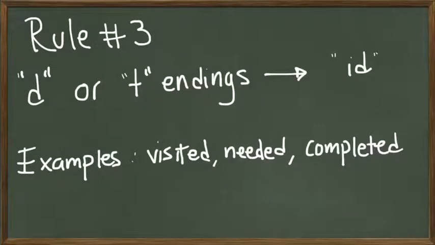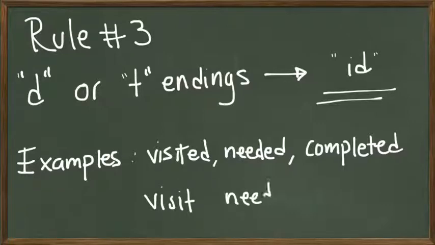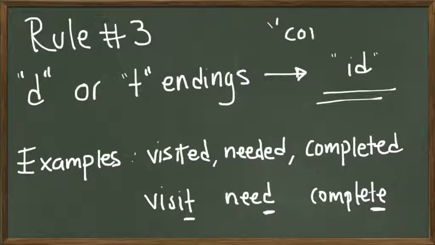Now, rule number 3. All the verbs that end in a d or t sound will be pronounced with an id sound. Sounds funny. Okay. For example, I'm going to write the verbs in present for you. Visit, need, and complete. As you can see, the sound is visit, need, complete. When we have these sounds, we have to pronounce it with an extra syllable.